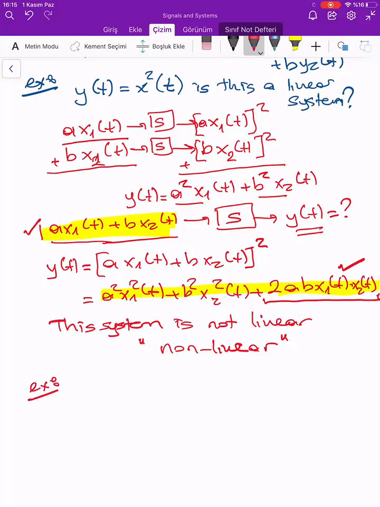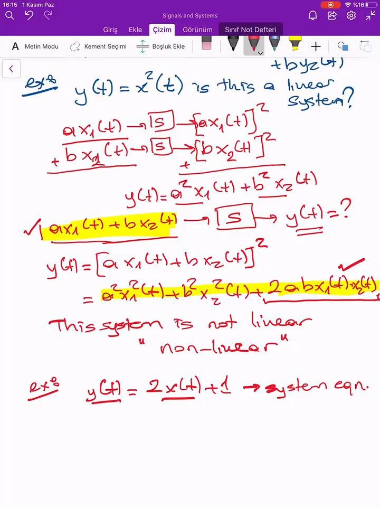Okay, let me give you one linear example. For example, y of t is equal to 2x of t plus 1. Okay, so if this is my system, this is called system equation. And this describes how the input is related with the output.